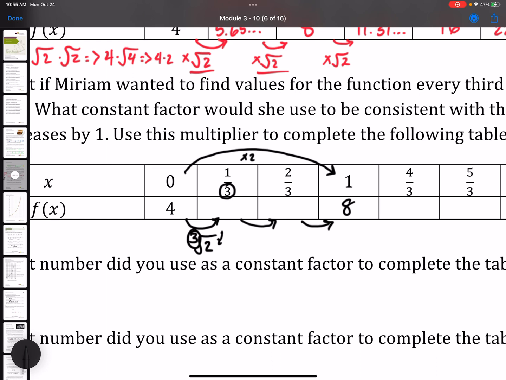Okay, so that makes sense because that's saying what times itself 3 times gives me 2, right? And the cubed root of 2 is what that is. I don't know exactly what number that is, but I know that it's the cubed root of 2. So now we have to figure out how to put that into our calculators.